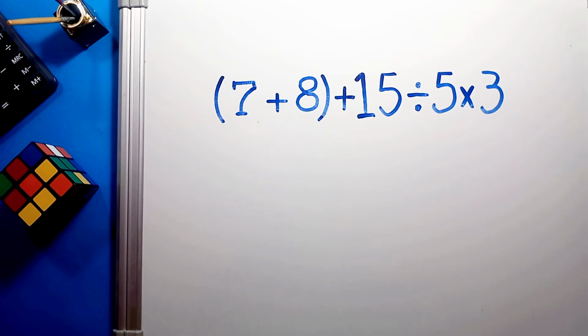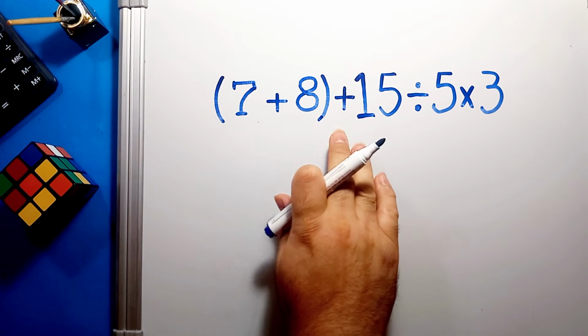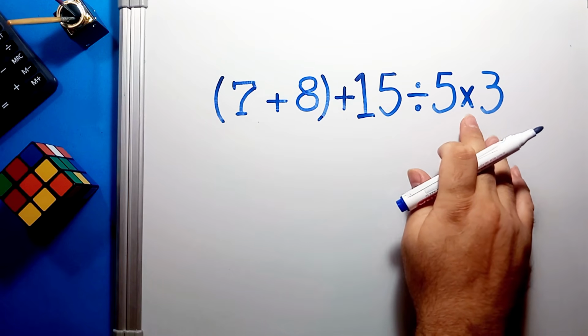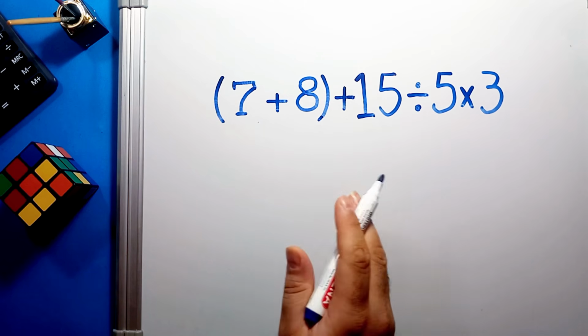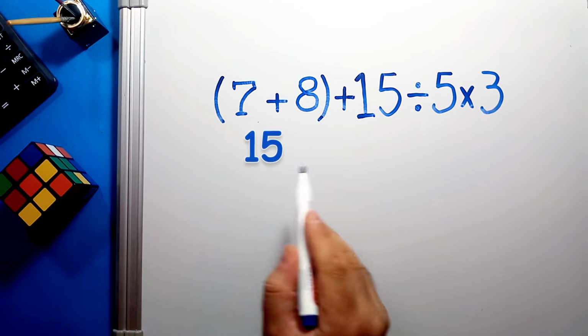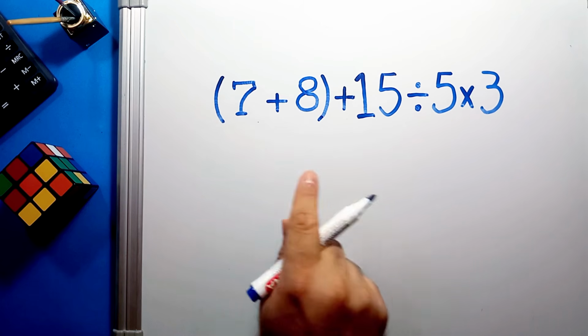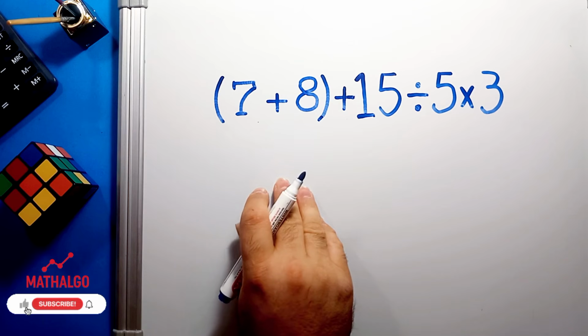Take a look at this expression for a second. 7 plus 8 plus 15 divided by 5 times 3. Now, at first glance, what do you notice? 3 different 15s. Yeah, interesting, right? Let's actually follow that instinct for a moment and solve the expression using this very superficial pattern recognition.